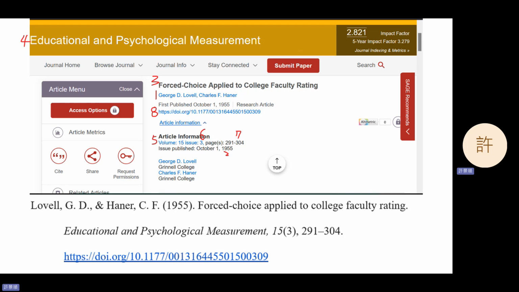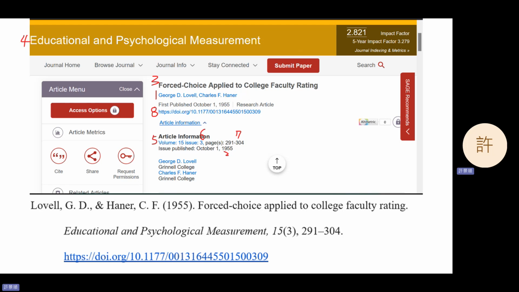Fourth thing, journal title. Capitalize Educational, Psychological, Measurement. This should be in italics, comma. Fifth thing, volume number, 15. End italics. Sixth thing, issue number, parenthesis, 3, parenthesis, comma, space. Seventh thing, page range, 291, en dash, 304, period, space.